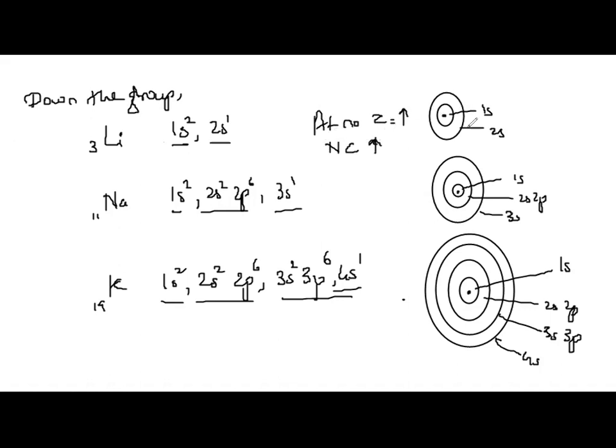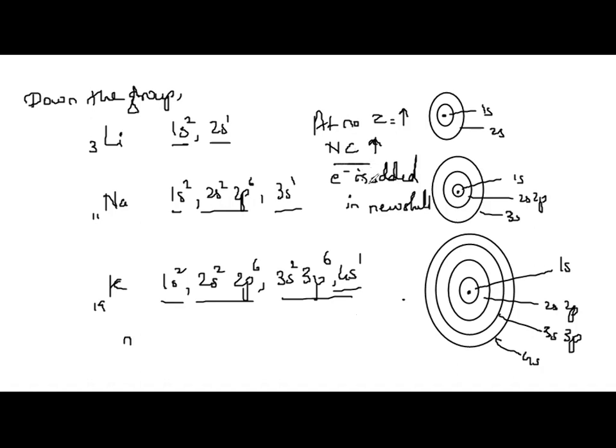But when you move down the group, the electron is added in a new shell. So when the electron is added in the new shell, what happens? As the energy level increases, the orbital size also increases. We have studied in principal quantum number. As n increases, the size of the orbitals also increases. And therefore, what we say, the creation of new shells outweighs the nuclear charge.